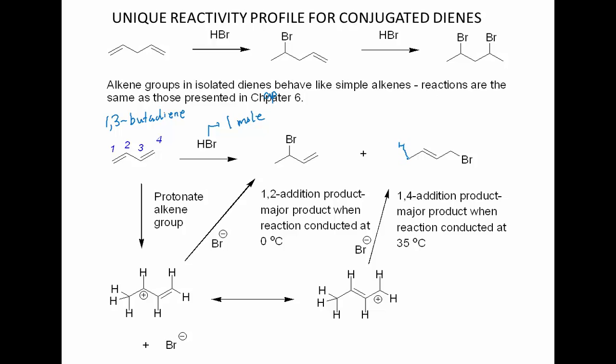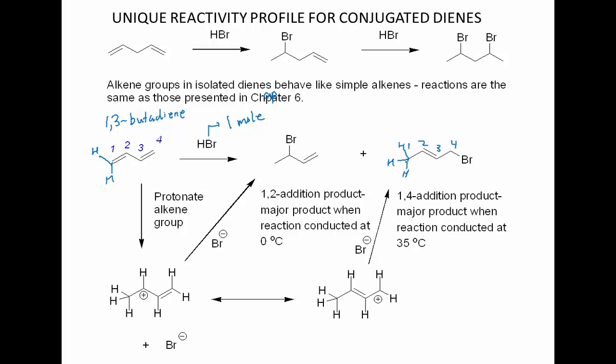Let's call this carbons 1, 2, 3, and 4. The product on the left we're going to call the 1,2 addition product, and the product on the right we're going to call the 1,4 addition product. This is because if the hydrogen's at carbon 1, the bromine is at carbon 4. The 1,2 addition product is the major product when the reaction is conducted at low temperature, but the 1,4 addition product is the major product when the reaction is conducted at higher temperature.